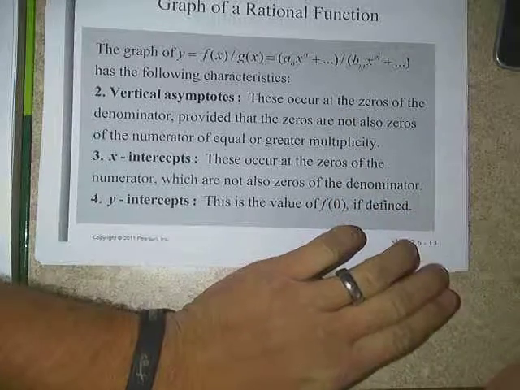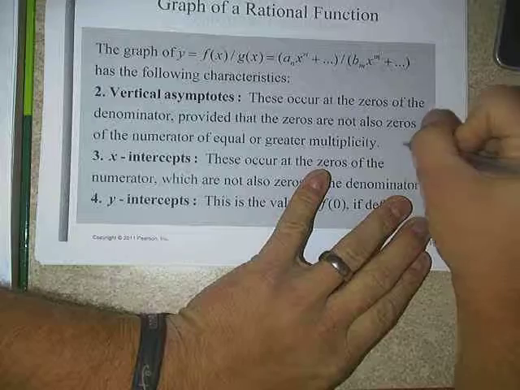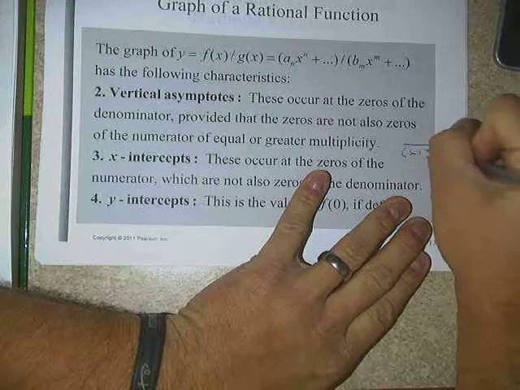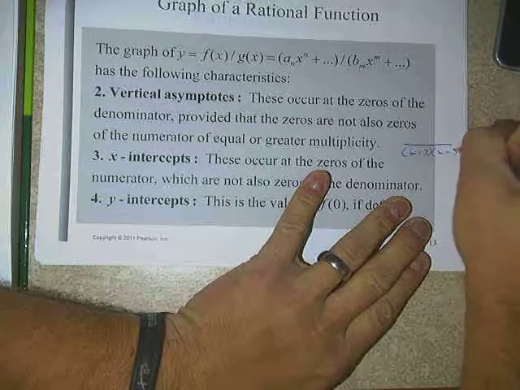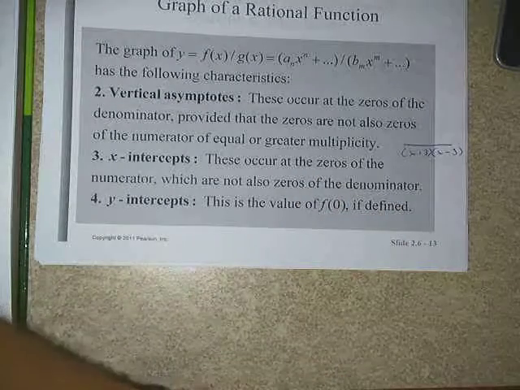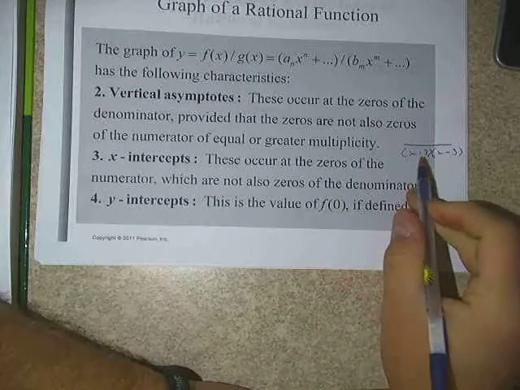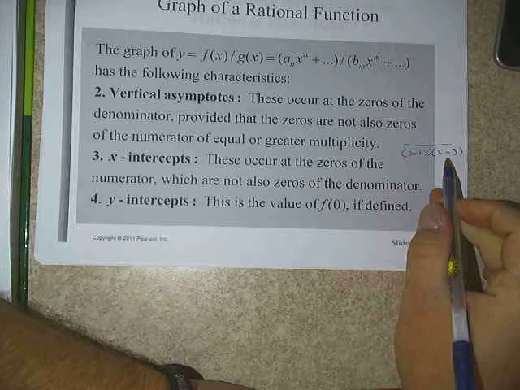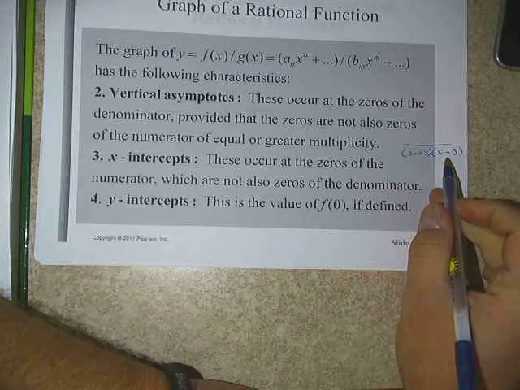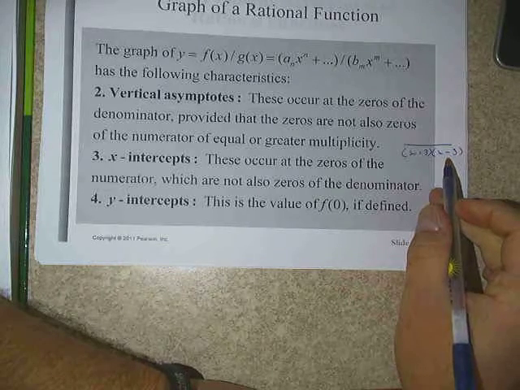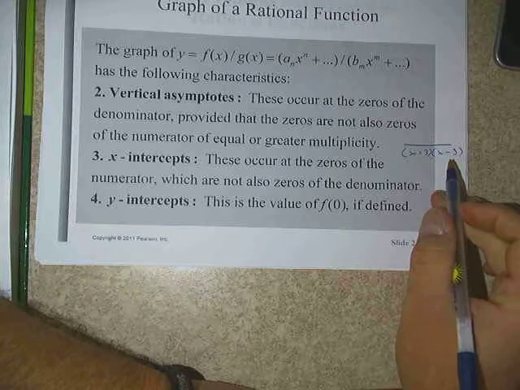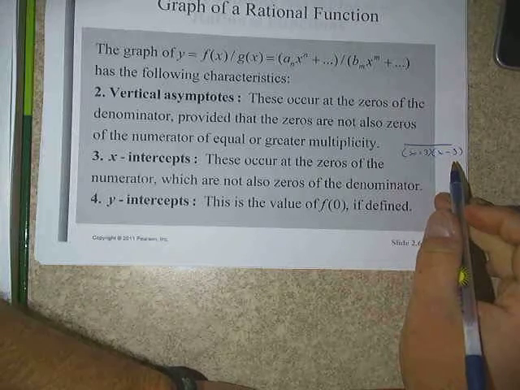Now that sounds fairly complicated, but what it boils down to is this. We're going to have vertical asymptotes wherever the bottom has zeros. So for instance, if I had something like x plus 3 and x minus 3 on the bottom, we should expect vertical asymptotes at -3 and +3.